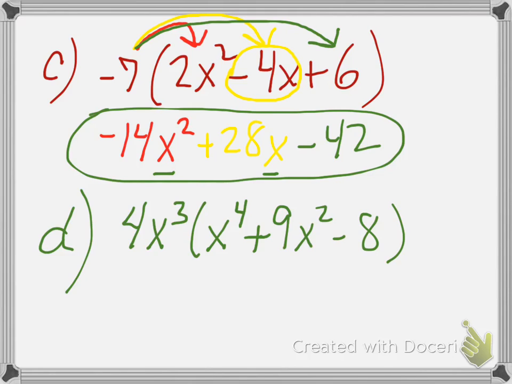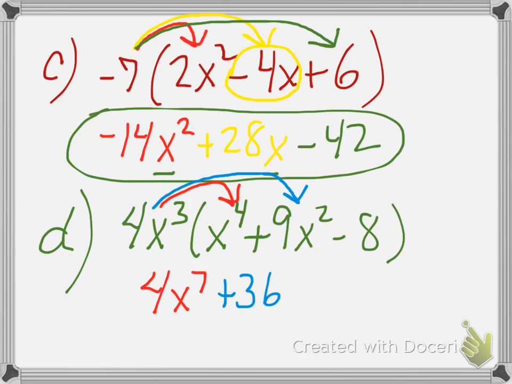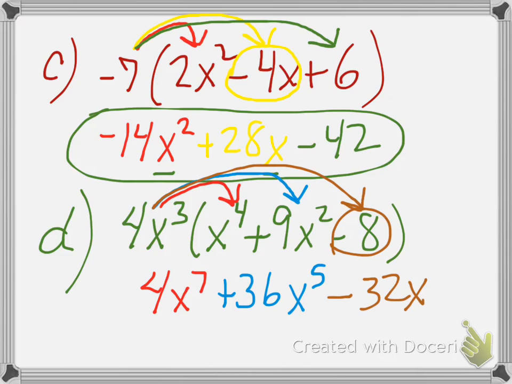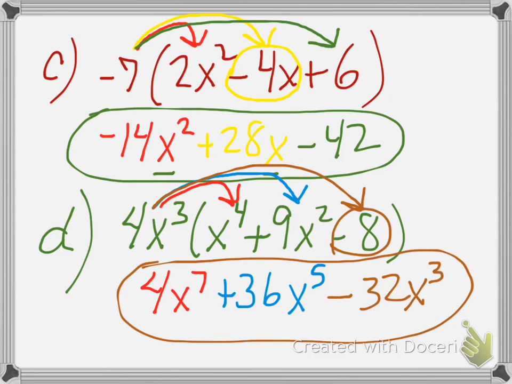Okay, so again, we're going to distribute. So I have 4x cubed times x to the 4th. That's 4x to the 7th. I have 4x cubed times 9x squared, so that's plus 36x to the 5th. And the last one, 4x cubed times negative 8, and so that's negative 32x cubed. And we're finished because all of them are unlike.